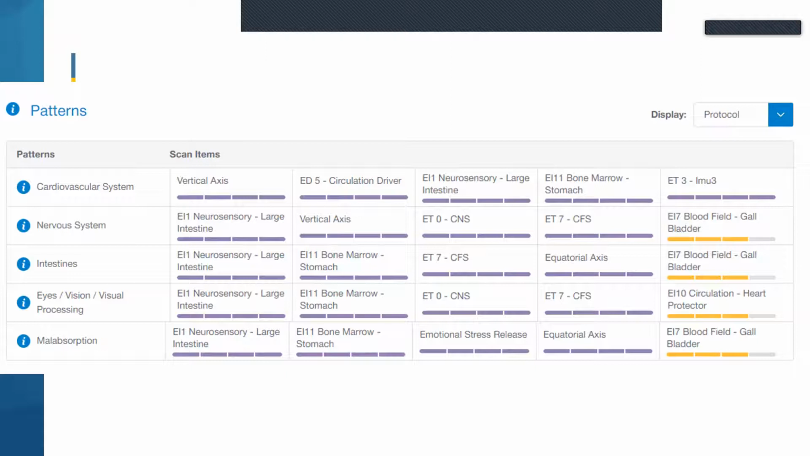Nervous system, absolutely. That was a primary pattern throughout her scan. Intestines and malabsorption together, really. In effect, if you look at the infoceuticals, there's quite an overlap in how we can support the intestines and malabsorption, and then eyes, vision, and visual processing. Okay, so those were the primary matches within the NEST system.